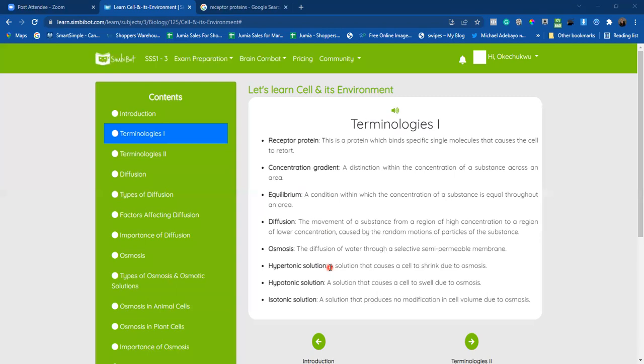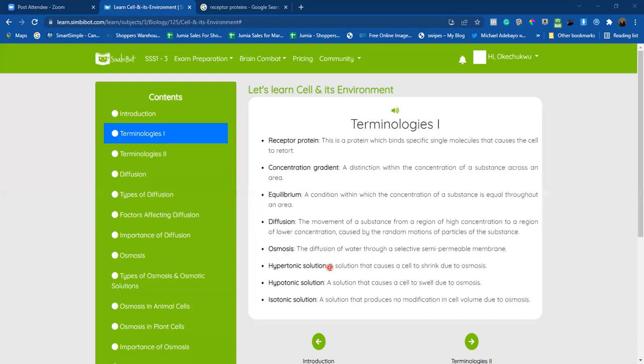When we get to that point, you will know why a hypertonic solution causes the cell to shrink. A hypotonic solution causes the cell to swell. The opposite of shrinking is swelling. If something is not shrinking, it is swelling. If it is not swelling or shrinking, then it is normal. So that is hypotonic.